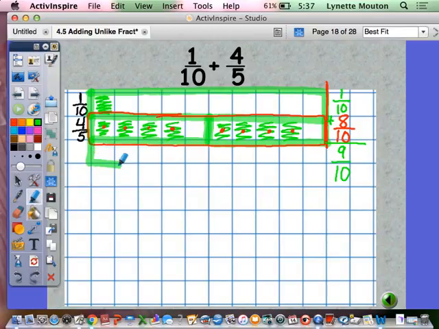Or we can just draw our model, which we know is tenths because that hasn't changed, and then count the equal parts that we have. Let's do a different color. 1, 2, 3, 4, 5, 6, 7, 8, 9. We put the 1/10 and the 8/10 together to now create 9/10.